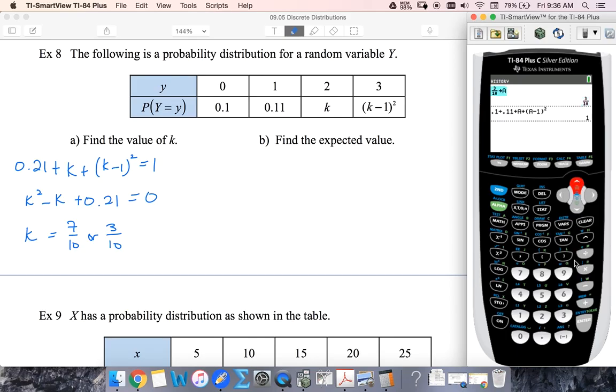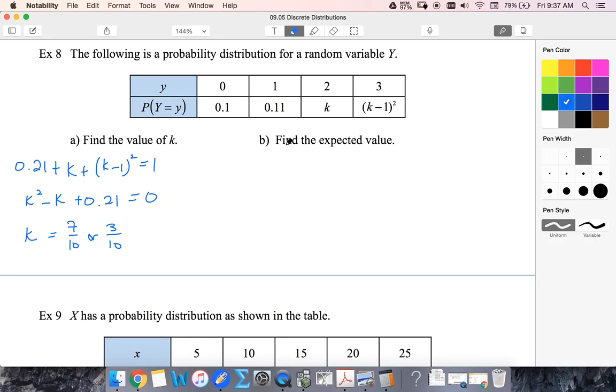So now I'm going to change this one to be 7/10. Okay, and then I'm going to take this one. All right, also 1. So both of these values work. So I need to find the expected value for both of them. So if k is 7/10, then our expected value, we're going to multiply each of these and sum it up.